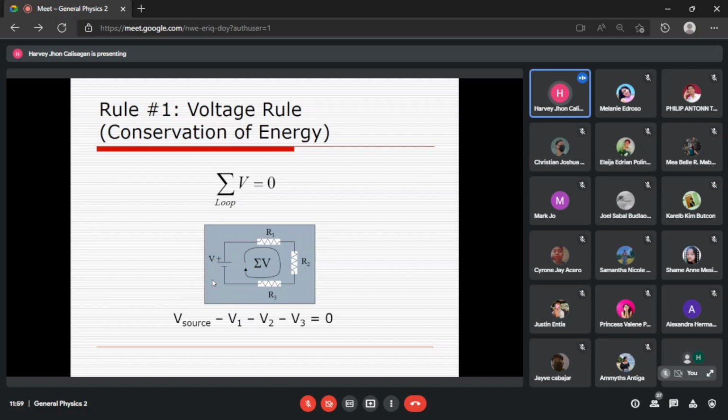Of course not, diba? In the video earlier, we had different sources of battery. And then the last example given was, what if the battery is now opposing the first battery, and the third battery is now opposing the second battery? Okay? So in a logical situation, the charges really have something to do with the conservation of energy.